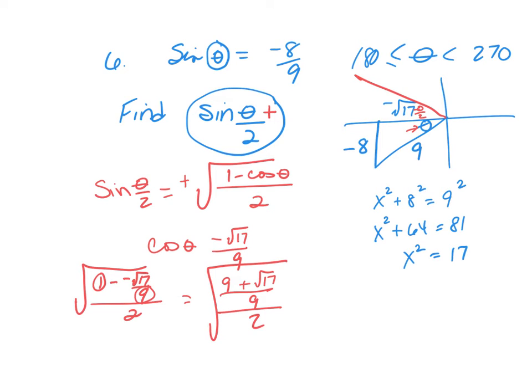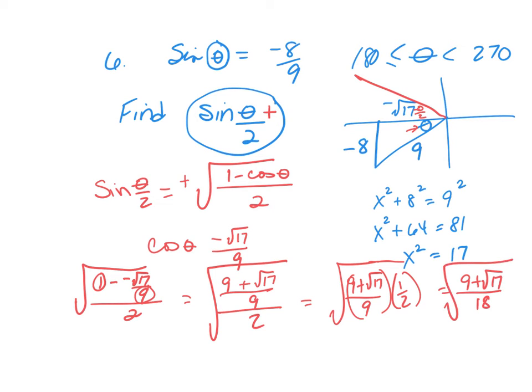Well, yesterday we talked about how if you divide by 2, it's the same as multiplying by 1/2. So we're going to do that and bring that 2 downstairs. So now we have 9 plus root 17 over 18, all under the radical.